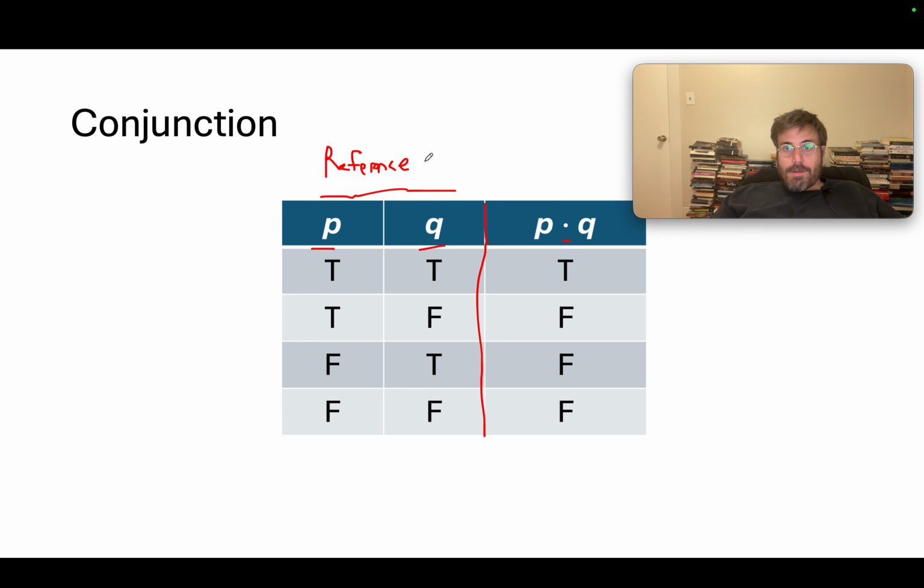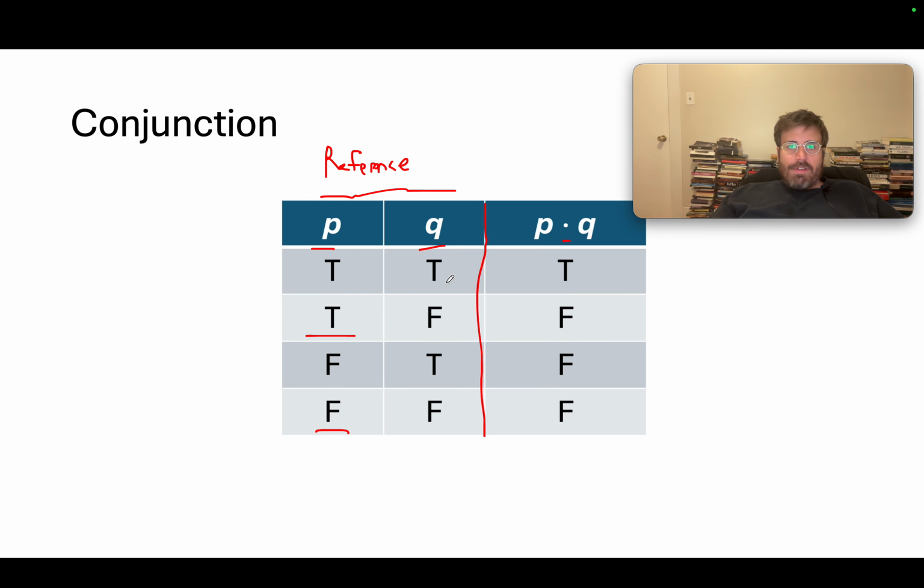Apologize, that did not come out so well. This is the reference table. And for two variables, we have to split the truth values in half. We begin with P with 2 rows for true, and then 2 rows for false.